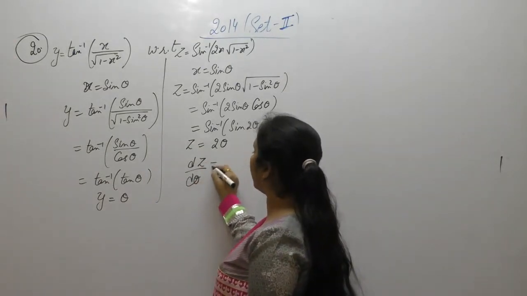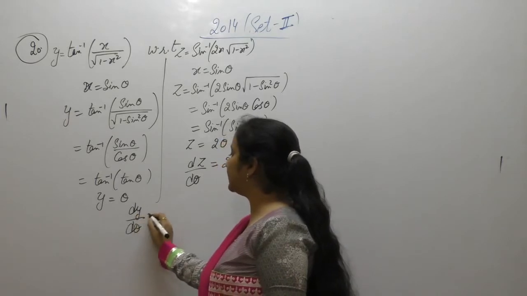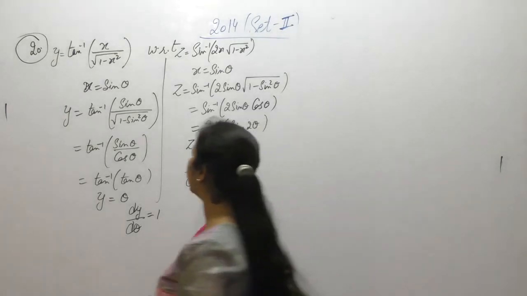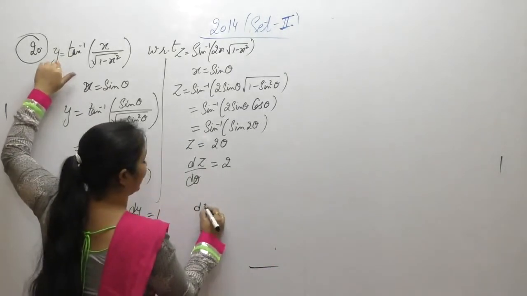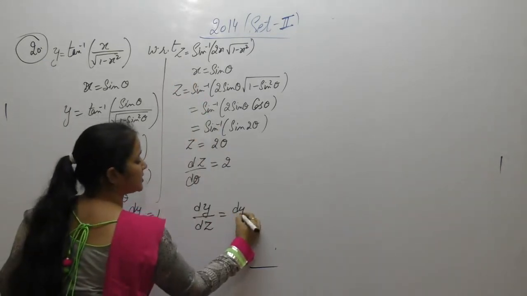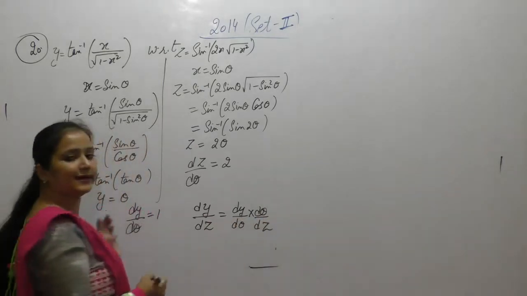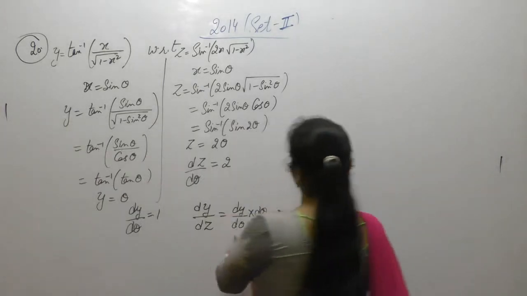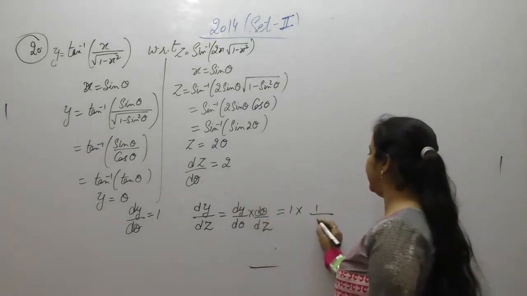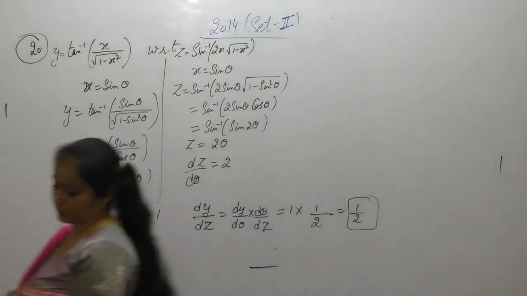Now dz upon d theta is 2 and dy upon d theta is 1. Differentiation of theta with respect to theta is 1. Now we want to find the derivative of y with respect to z. So that is equal to dy upon d theta divided by dz upon d theta. So dy upon d theta has value 1, 1 upon dz upon d theta which is 2. So the answer is 1 by 2.